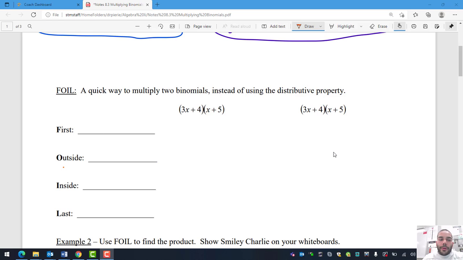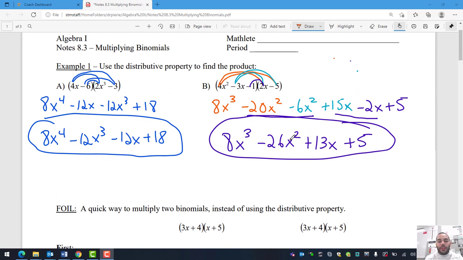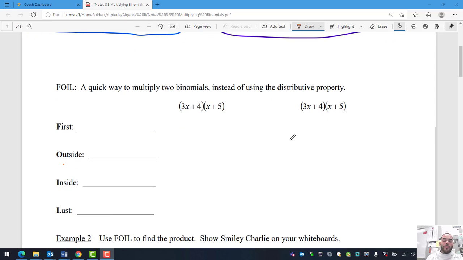What you're going to realize is there's a lot of line drawing when we use the distributive property to multiply polynomials together. But a quick way to stay organized is that when we're multiplying two binomials together, the rule we're going to use is called FOIL. All FOIL is, is a way to help you stay organized when you're using the distributive property to multiply binomials together. The first letter in FOIL stands for first. What that means is you're going to multiply the first term in both binomials together.